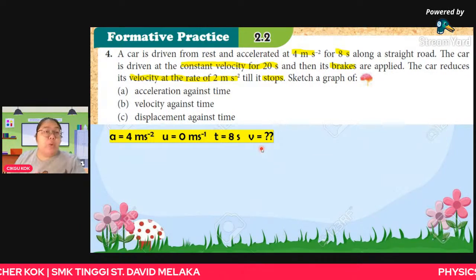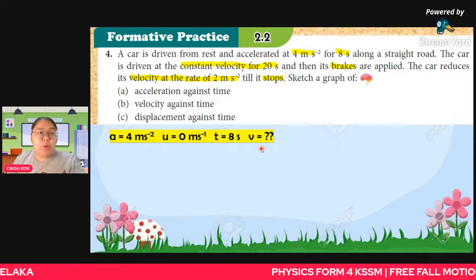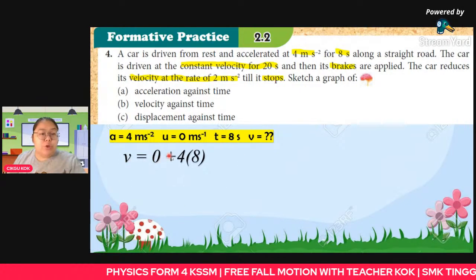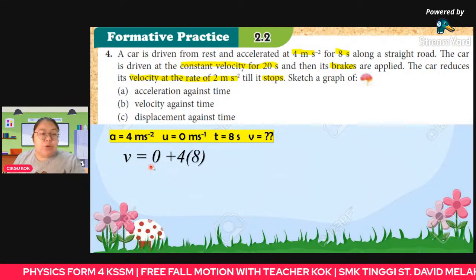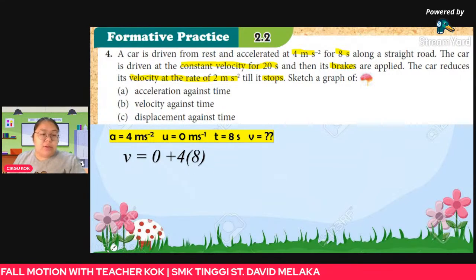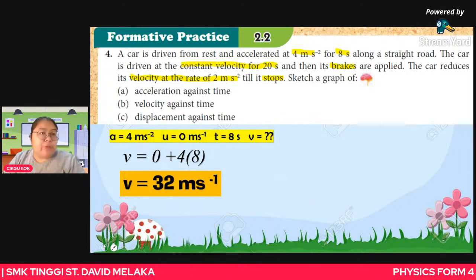So from here, no displacement. No displacement, we understood there's a first equation. So I just go to show v equals u plus at. u is nothing, so I put 0. This one is 4. This one is 8. So from here, I know the final velocity is 32 ms^-1.